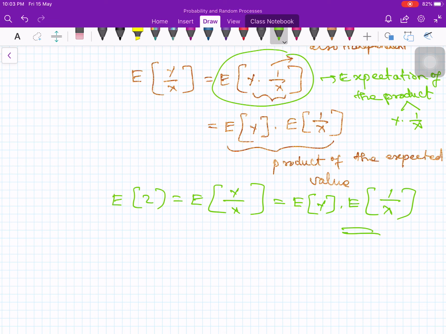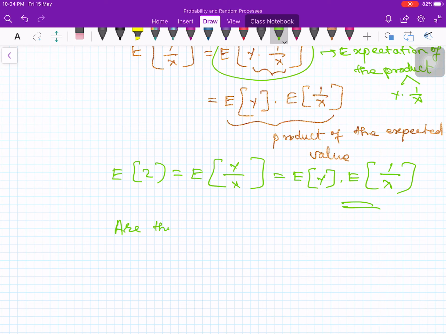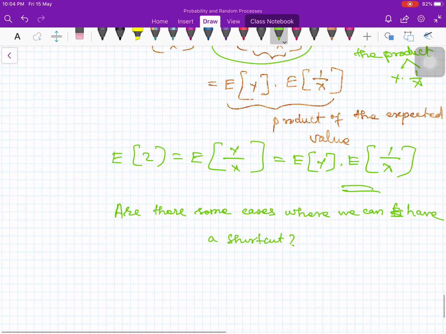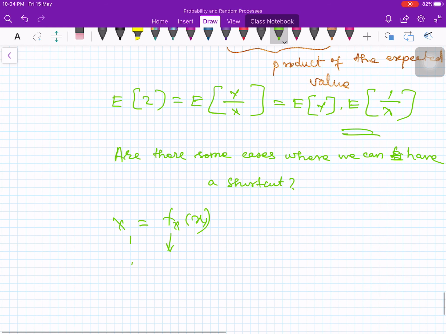Now, we have this general procedure of finding the derived distribution by going through a two-step cookbook procedure. The first step is to find the cumulative distribution function and then take the derivative in order to find the density function. Now one can ask, are there some cases where we can have a shortcut? It turns out that there is a special structure in which we can get directly from densities to densities. Like, the density f_X of x is given, and from it I can directly get the density of y.